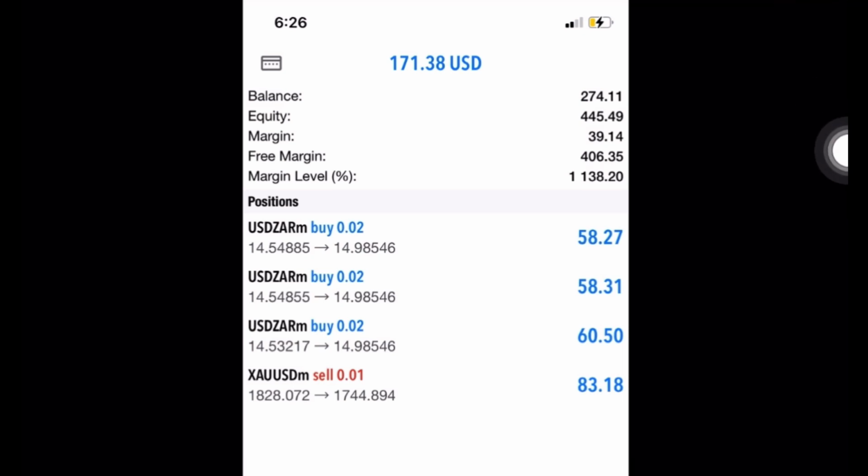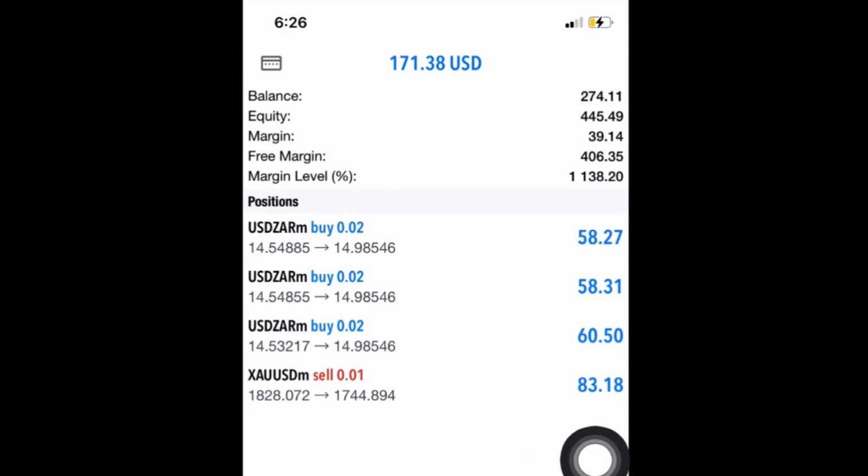For example, this is one of my trading accounts. As you can see, I'm making profits, and my balance is $274, and my equity is $445. So, for you guys who don't know equity, equity is balance plus your profits. So it will add up to your equity. So this is how much I have in my account now, $445. And you can see my margin is $39. So this margin is money removed from my balance, my $274.